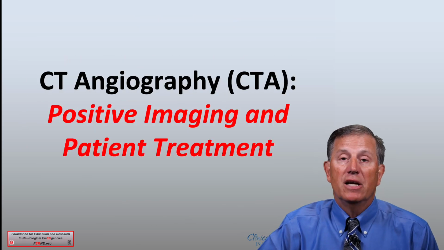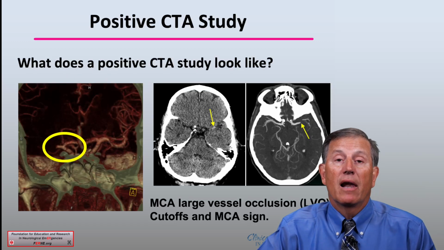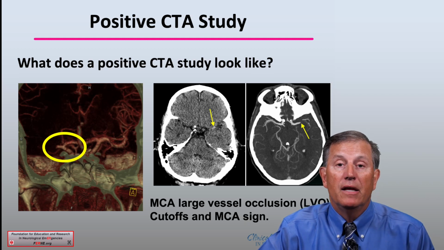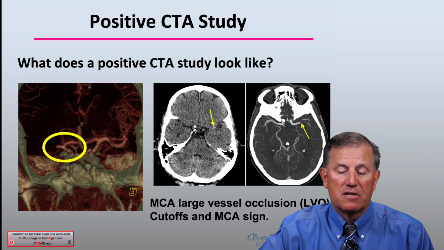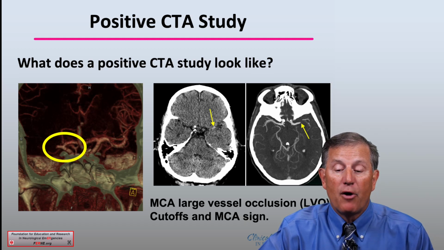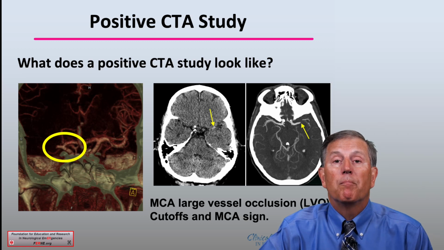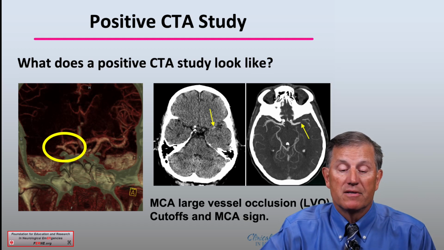What about positive imaging and patient treatments in patients with CT angiograms? You see here on the left a cutoff in the middle cerebral artery in the yellow circle related to a thrombus or embolus that is present. So this MCA large vessel occlusion in fact shows you, on the right in the area with the yellow arrows, the presence of the clot within the MCA itself, called the MCA sign. This is apparent on non-contrast CT and does not require a CT angiogram to observe this.